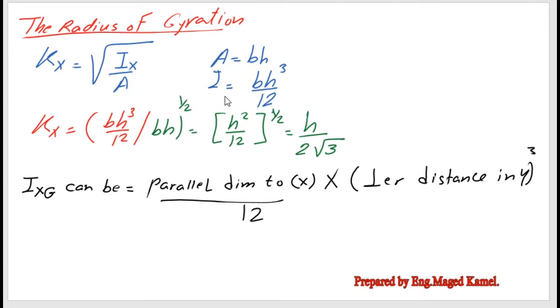The moment of inertia about the CG is bh cubed over 12. So kx equal to, we open one bracket, we are writing bh cubed over 12, all divided by bh, which is the area. Inside the brackets we raise it to the power of 1/2. b will go with b and h will take one of the h. So we are left with h squared over 12 raised to the power of 1/2, which means that kx at the end equal to h over 2 multiplied by square root of 3.